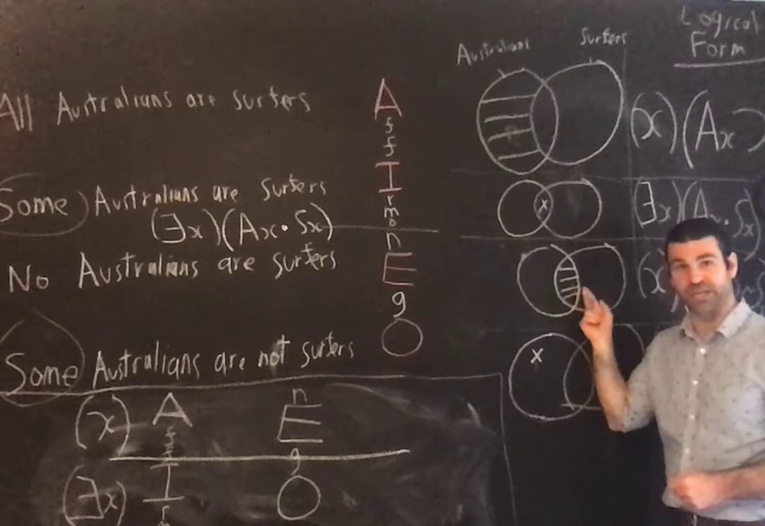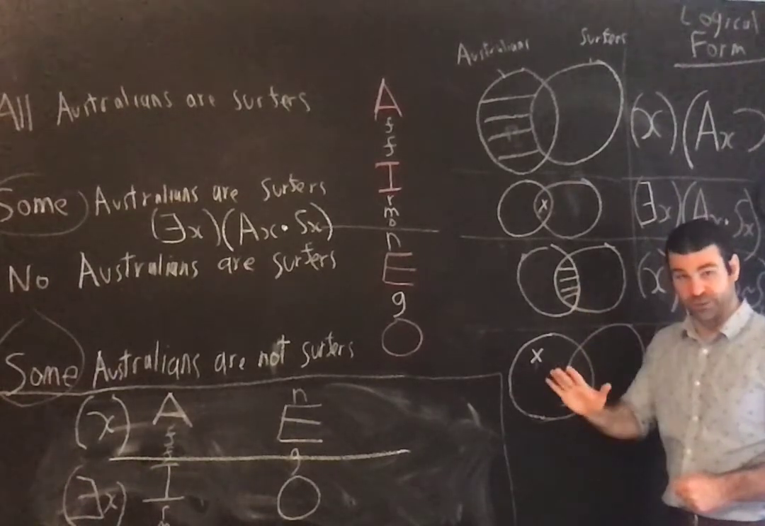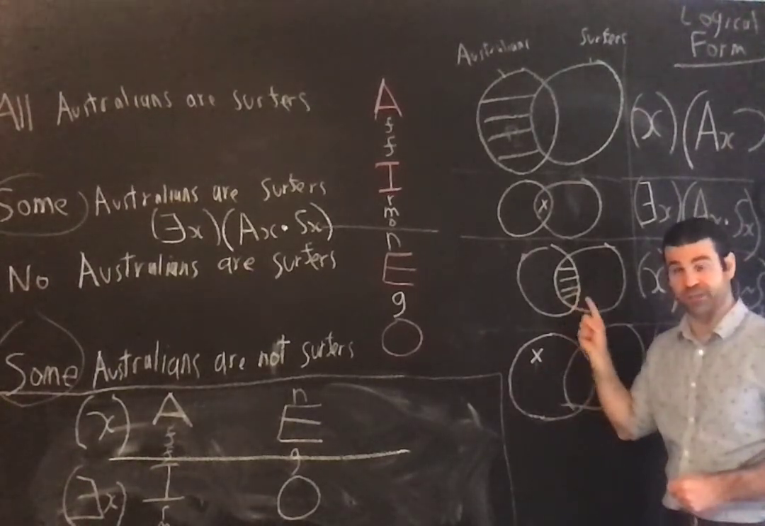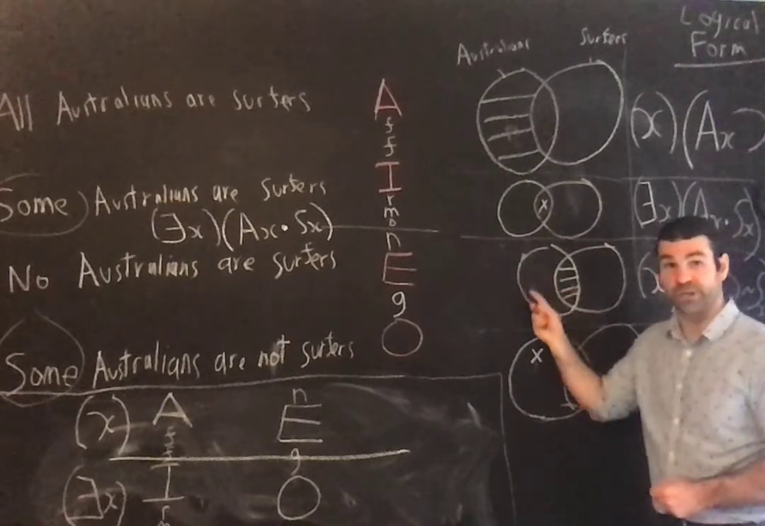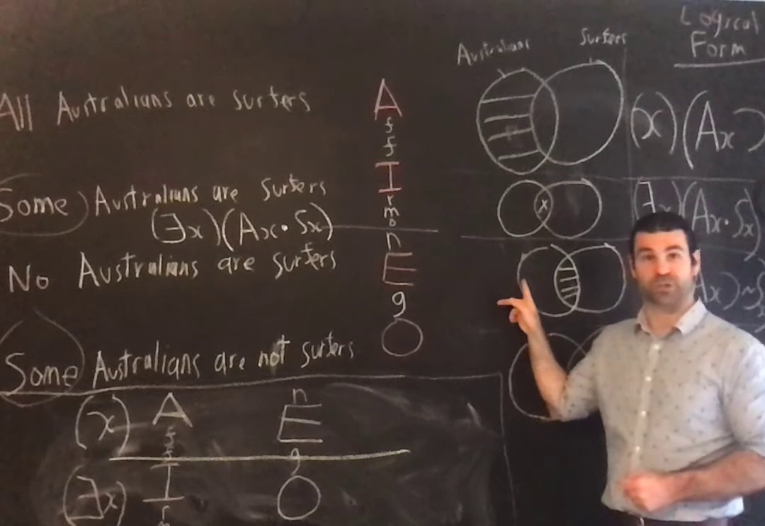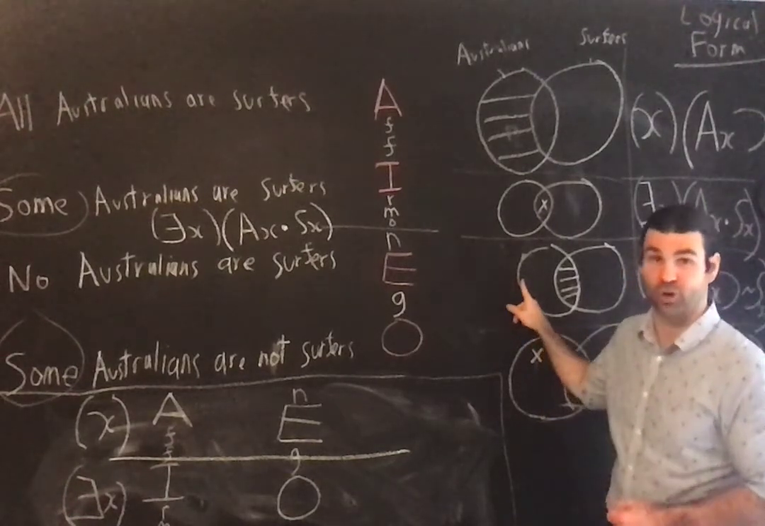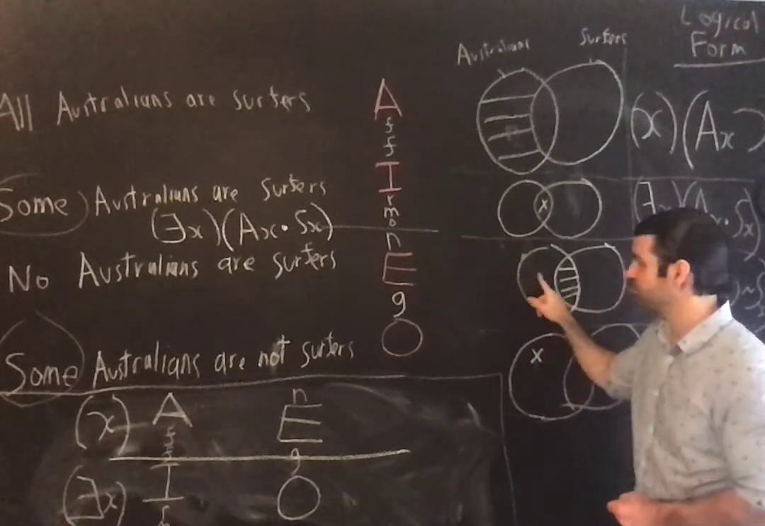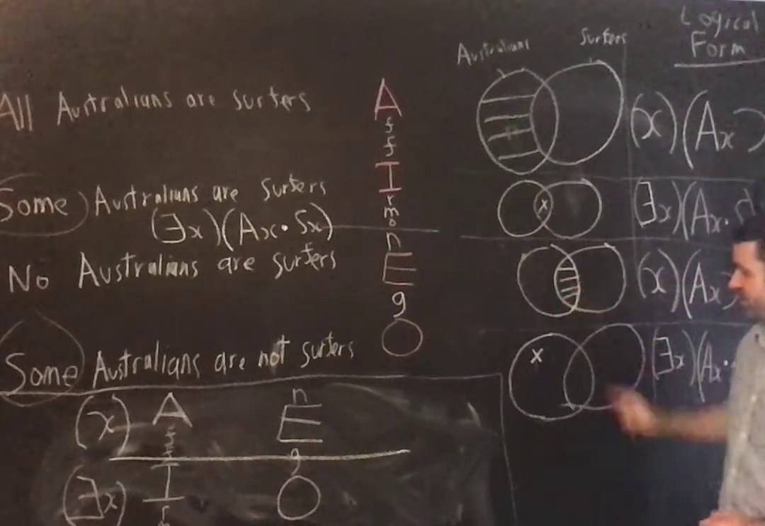Remember, shading indicates non-existence. Shading indicates that this section is empty. So if there are any Australians at all that exist, they're going to be found in this section, amongst the things which are both Australian and not surfers. Alright, so that's empty. There's no Australians are surfers.